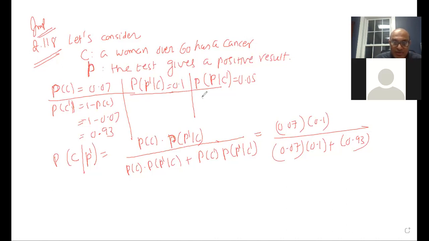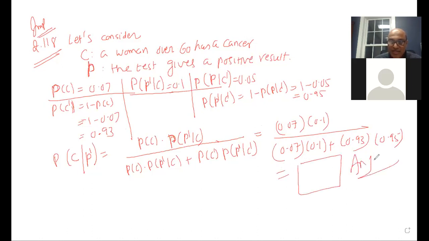Agree? So probability of P dash given C dash is equal to 1 minus probability of P given C dash, that is equal to 1 minus 0.05, that is 0.95. Right? So 0.93 is this one, and 1 minus 0.05 is equal to 0.95. And this is the number, whatever you're going to get, that is the answer.